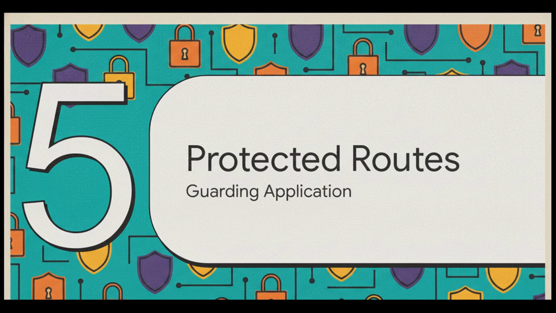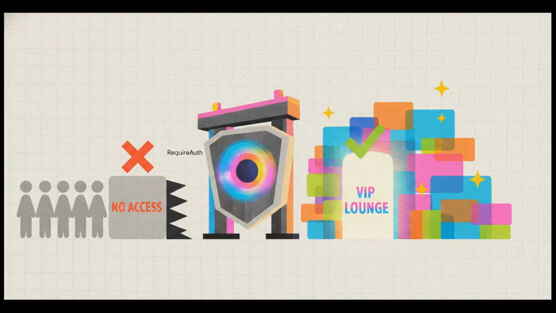Next up, Section 5, guarding those protected routes. Now that we have this centralized, totally reliable state, let's look at how we use it to lock down our application. We build a RequireAuth component, and you can think of it exactly like a bouncer at a VIP club. This wrapper component reads the user and the loading values from our centralized useAuth hook. First, it checks that loading state.